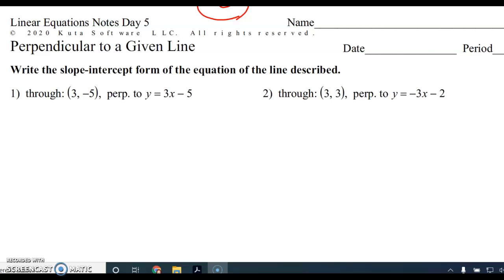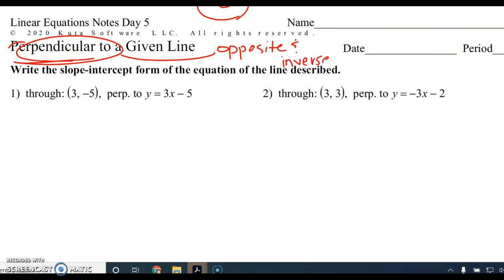So, perpendicular lines, remember, are lines that intersect and form 90-degree angles, right? The relationship of perpendicular lines is that their slopes are opposite and inverse. So what you have to do is change the sign and flip the fraction.